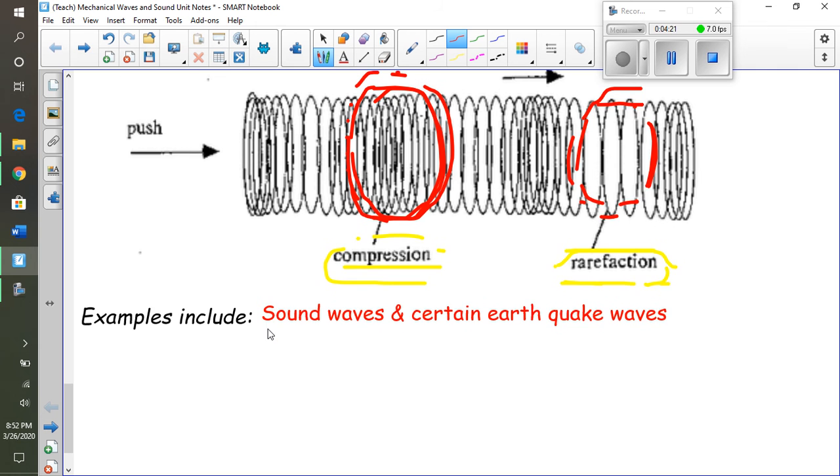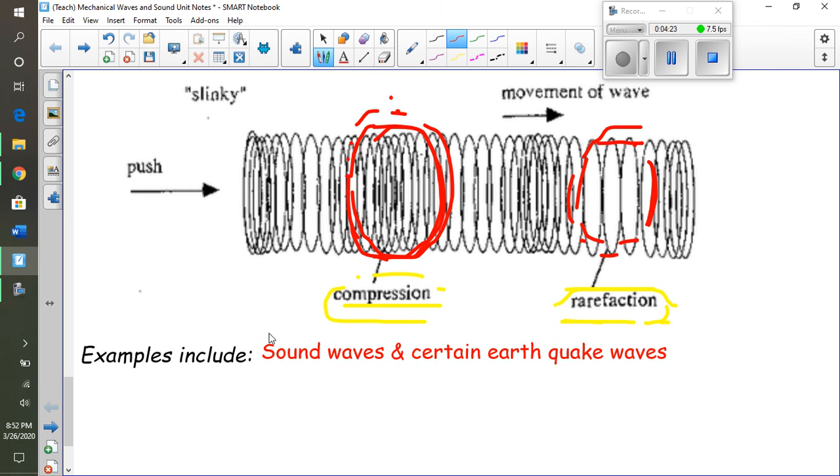Some examples: sound. Sound is a very good example of this longitudinal, or I'm sorry, this compression wave. And also certain types of earthquake waves as well. But sound is definitely longitudinal.